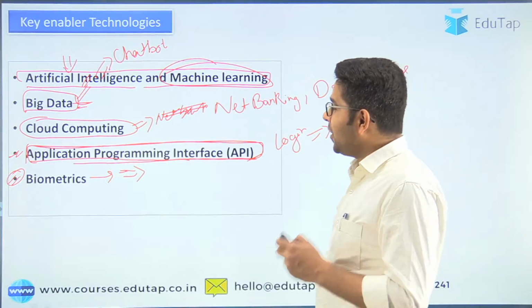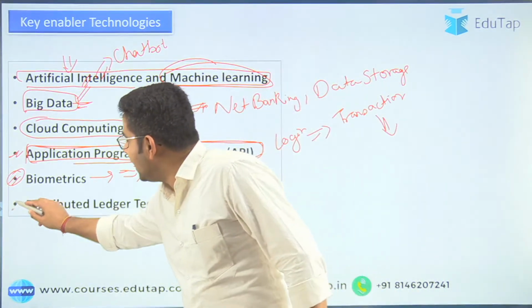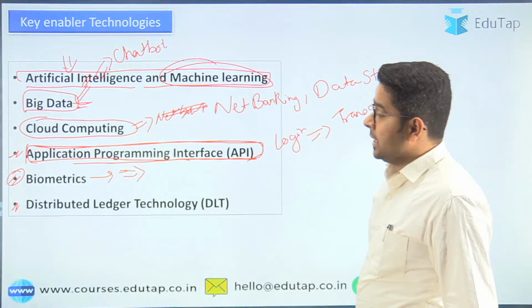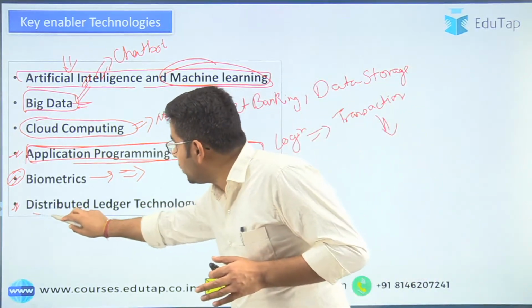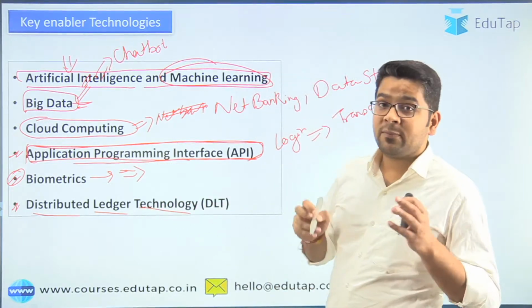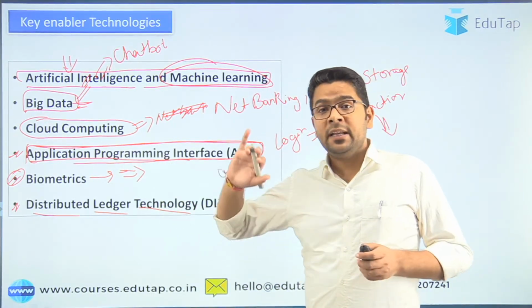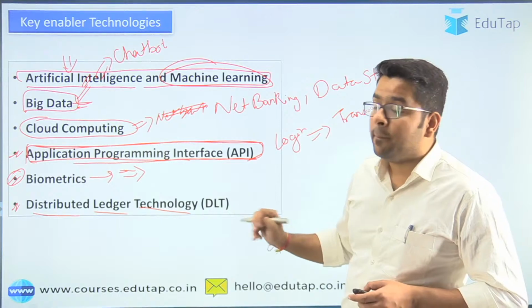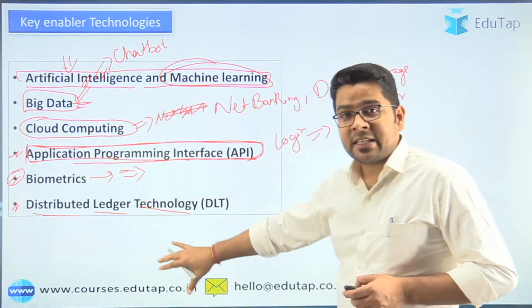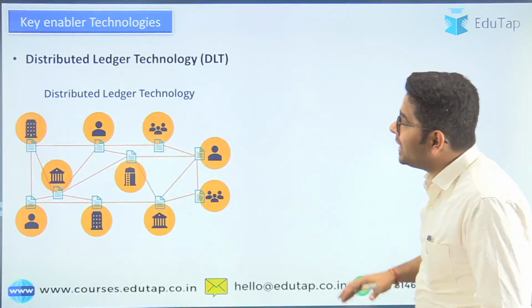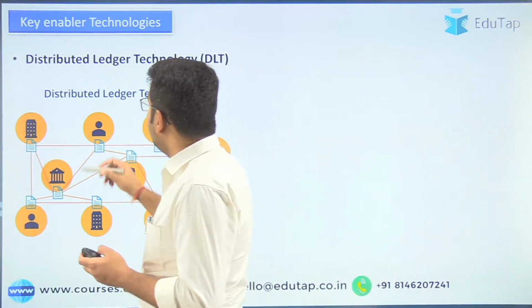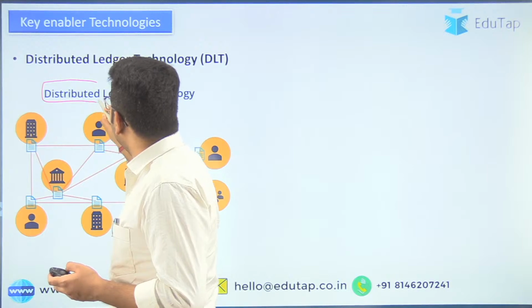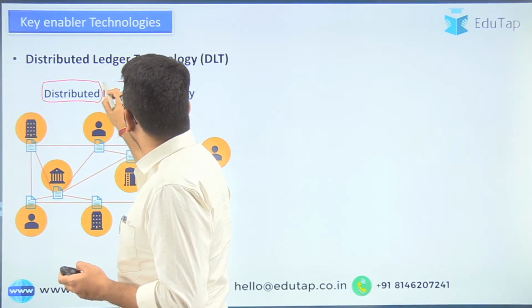Now coming to the last technology, which is quite important even for our topic, which is distributed ledger technology. Guys, it is a very important topic, and we need to see its application part as well. So I hope this much is clear with you. Now coming to the distributed ledger technology, let us try to break these terms.